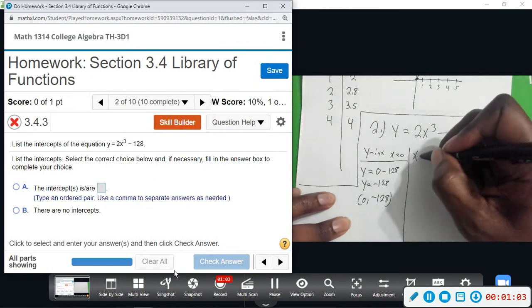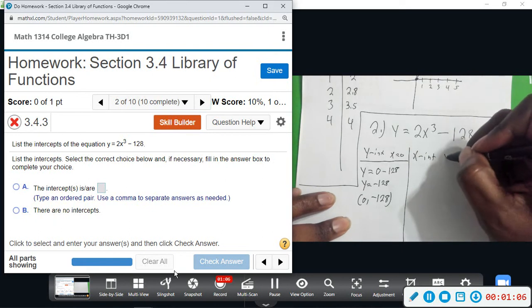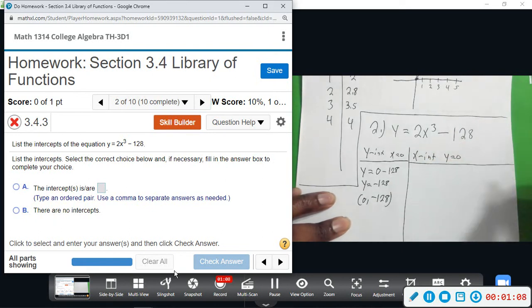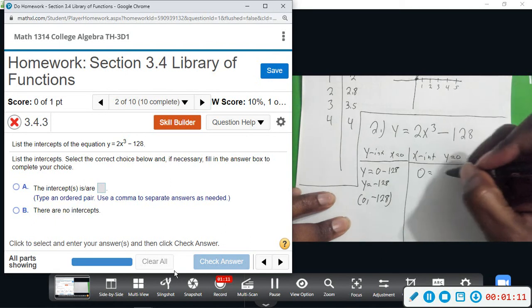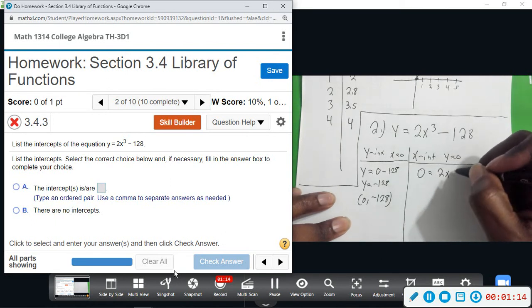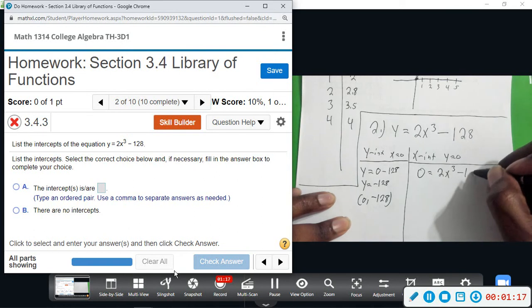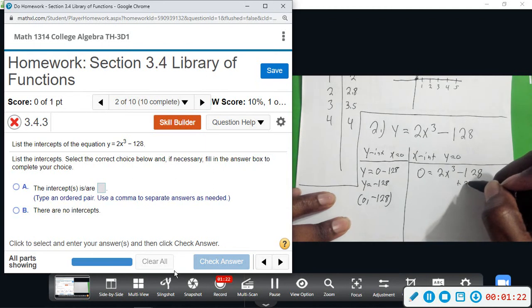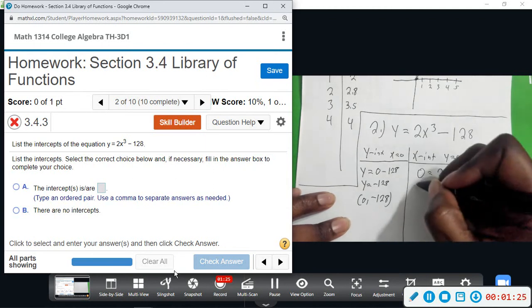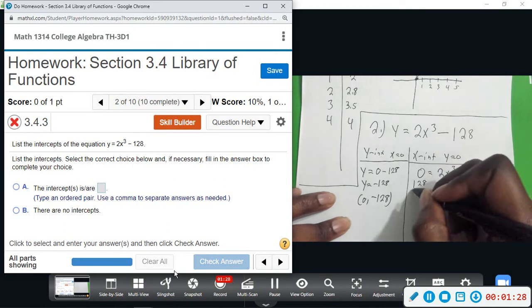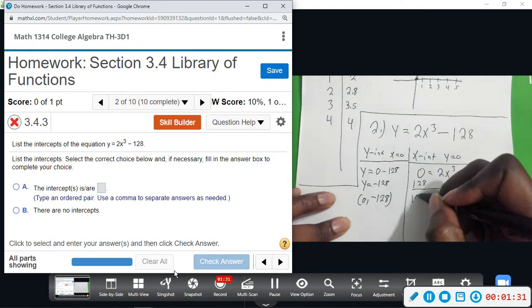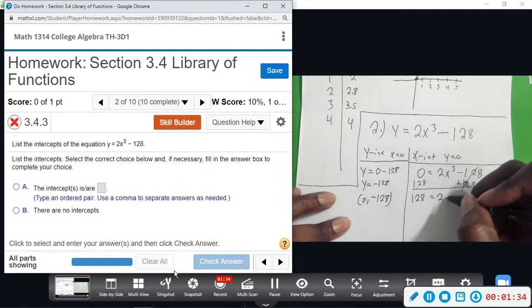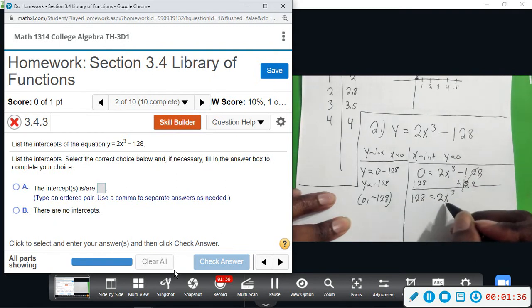Likewise, if I find the x-intercept, this time y equals 0. So I'll plug a 0 for y this time, and then we're going to solve for x. So the first thing I would do is add 128 to both sides of the equation. So I have 128 equals 2x cubed. Divide by 2 to remove that factor of 2.